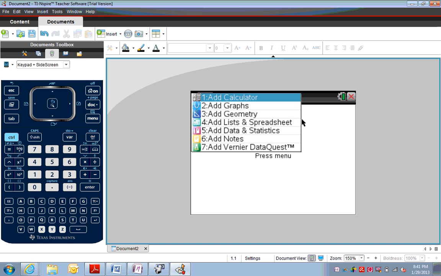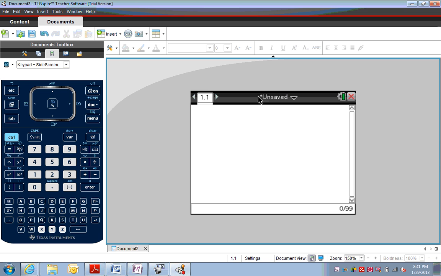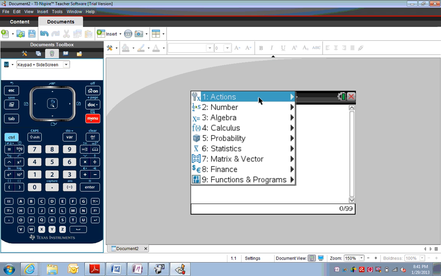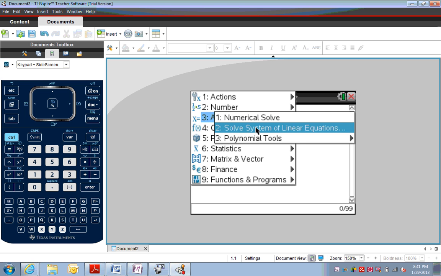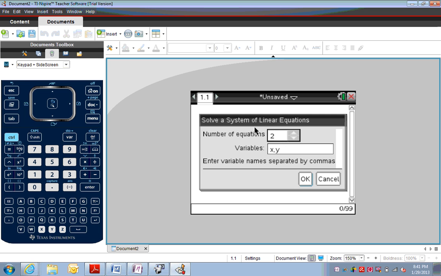I'm going to go to New Document and just to a calculator page. So just get to a calculator page. You could have gone to Scratchpad also. That works. I'm going to hit Menu. I'm then going to hit Algebra and then Solve System of Linear Equations.